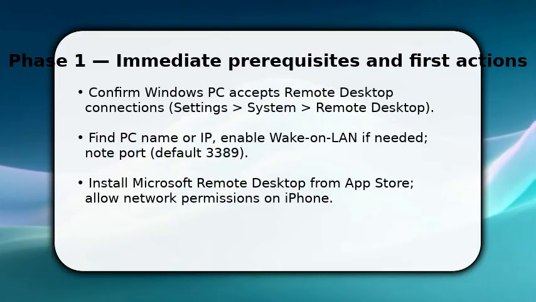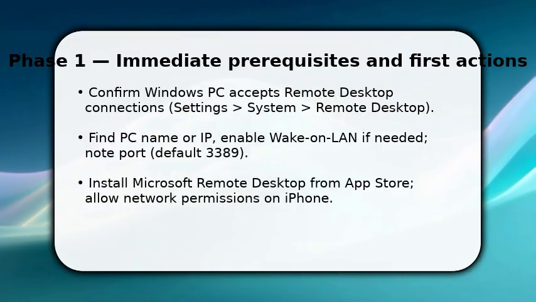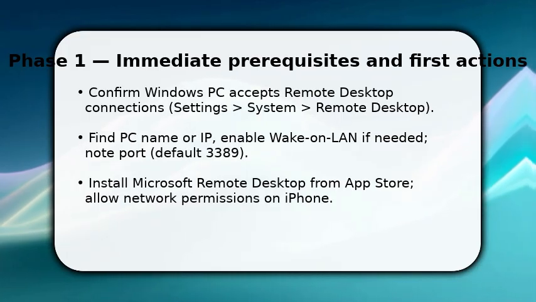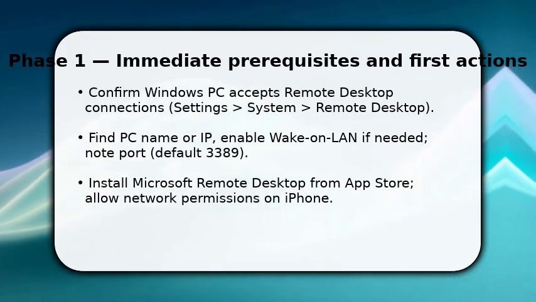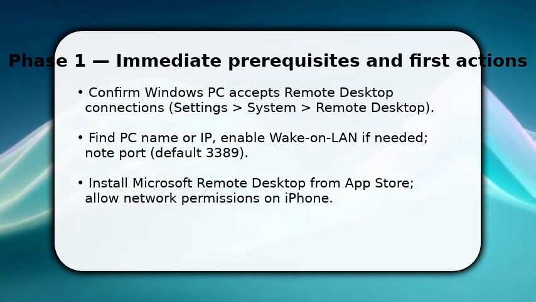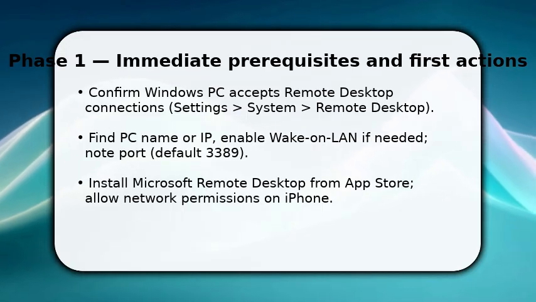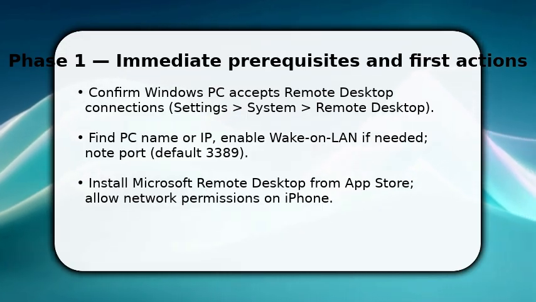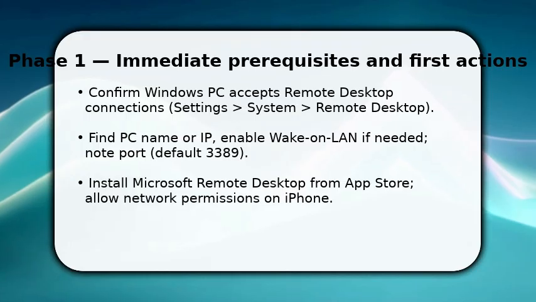You start by preparing both devices. On the PC, enable Remote Desktop and note the PC name or IP address. This is how you connect. Make sure user accounts have passwords. Windows requires that. On the iPhone, download Microsoft Remote Desktop from the App Store and grant network permissions so the app can reach your PC.